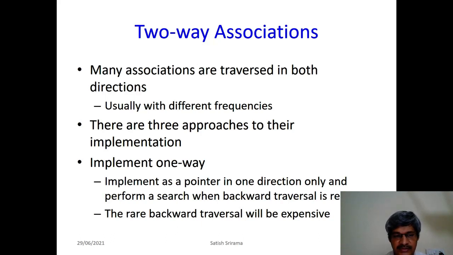The first implementation is to implement it as a one-way association. Implement as a pointer in one direction only, and perform a search when backward traversal is required, because the pointer is basically going from, for example, class A to class B. If a backward traversal has to happen, then you can come back with the pointer, but it will be a little expensive procedure, because searching backward is expensive. You will use it when backward traversals are rare. So this is about implementing the two-way association using one-way association.